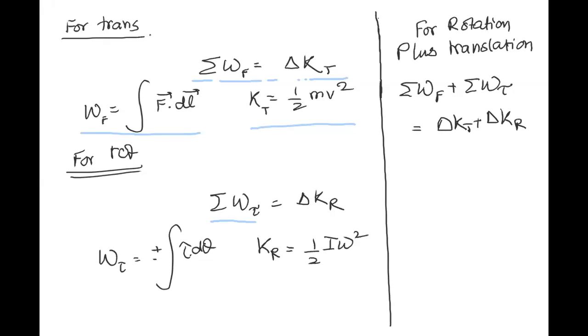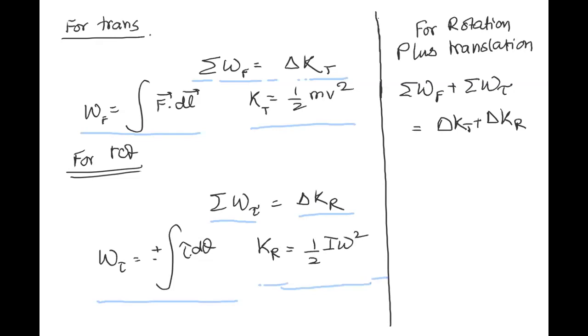So work done by torque is equal to change in rotational kinetic energy. This is the rotational counterpart of the work energy theorem, where work done by torque is defined by this integral. And I told you how to take plus minus in the last class. Plus minus will simply depend on the sense of the rotation of torque and angular displacement of the object. And rotational kinetic energy is half I omega square.